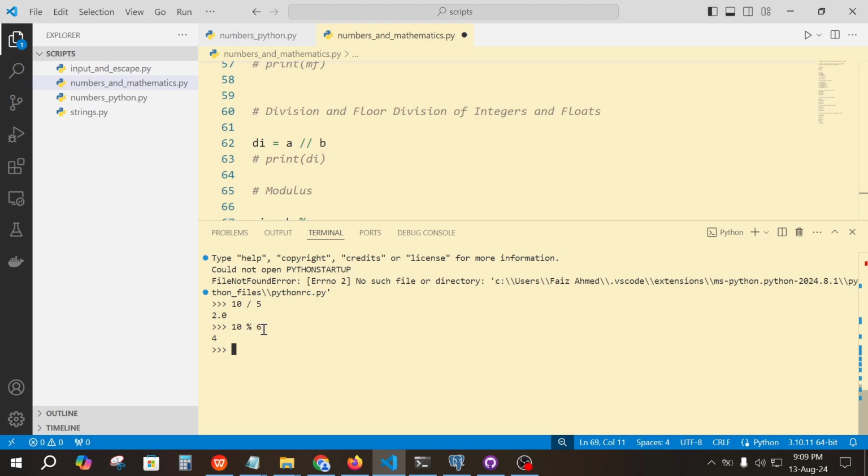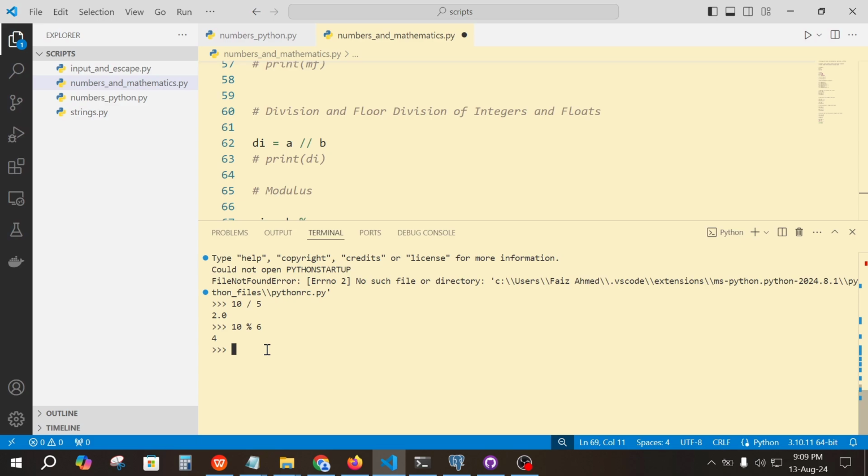Why? Because if we multiply 6 by 1, then it will give 6, and the remaining will be 4. So 6 by 1 is 6, and 10 minus 6 is equal to 4. So the 4 is remaining. We cannot multiply 6 by 2, because that would be 12, and we cannot subtract 12 from 10.